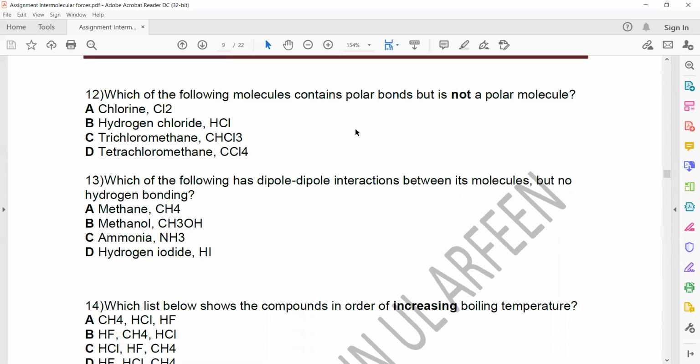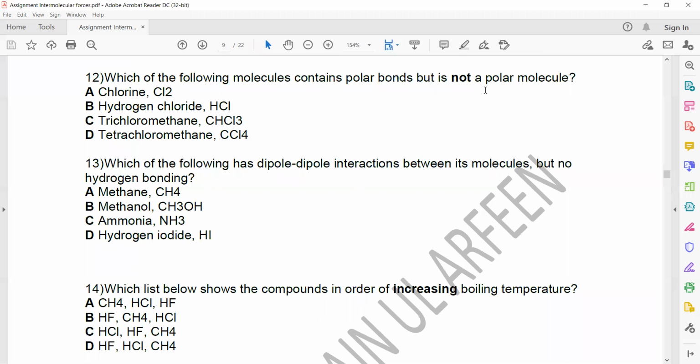Question 12. Which of the following molecules contains a polar bond but is not a polar molecule? In which case are bonds polar? When a covalent bond is formed between two atoms with a difference in electronegativity, the bond will be polar. A molecule can be polar or non-polar depending on the structure. When we have a tetrahedral structure with identical bonds between carbon and chlorine, the bond will be polar, but because it's a symmetrical structure, the molecule will be non-polar.